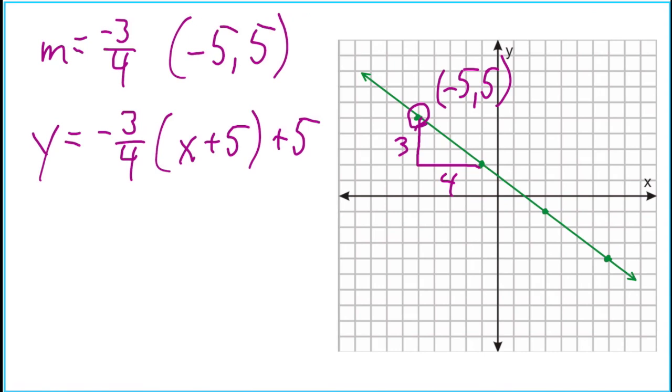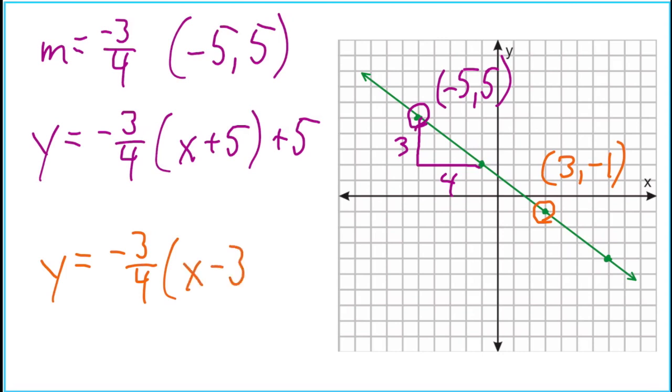What if instead of using (-5, 5), I want to go off that point? That point is (3, -1). So now my equation becomes, same slope, y equals -3/4. Now I have an x value of 3, so I think opposite. Opposite of +3 is -3, and the y value of -1, I keep that. So we always just change the x value. Those two equations are equivalent equations. Both of those equations describe that green line.